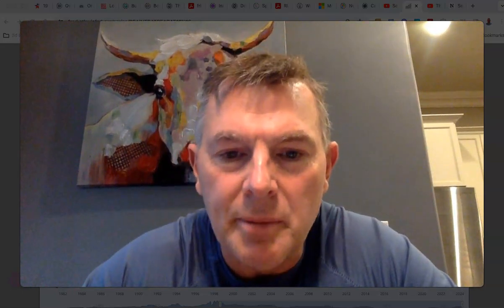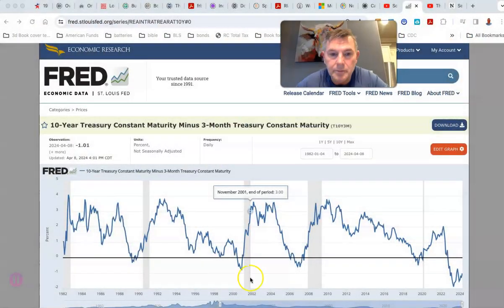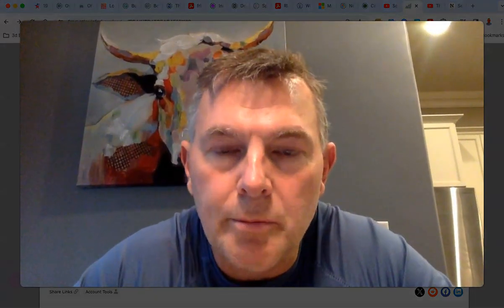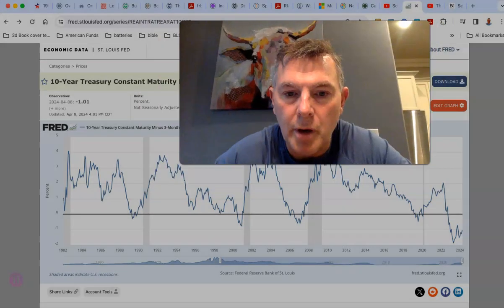All right, so something I've been thinking about today is this inverted yield curve graph. This is the constant maturity of a 10-year treasury over a 3-month treasury. And here's the line right here at 0. Anytime it goes below the line, that's an inverted yield curve. That means the short-term bond rates are paying more than long-term bond rates.